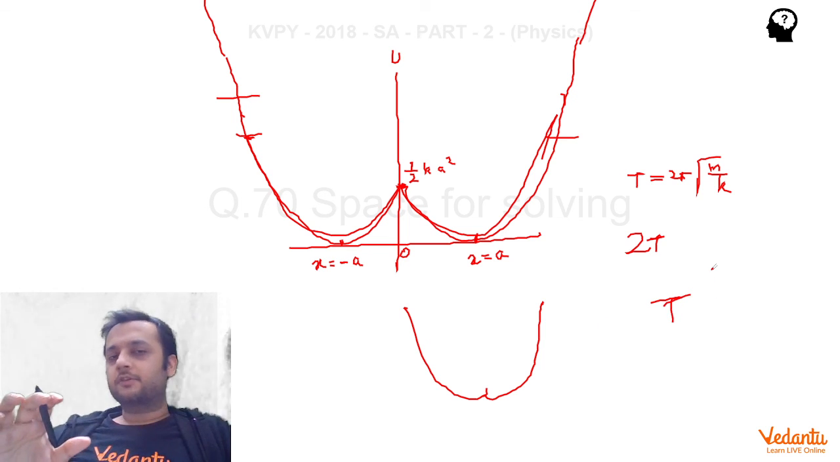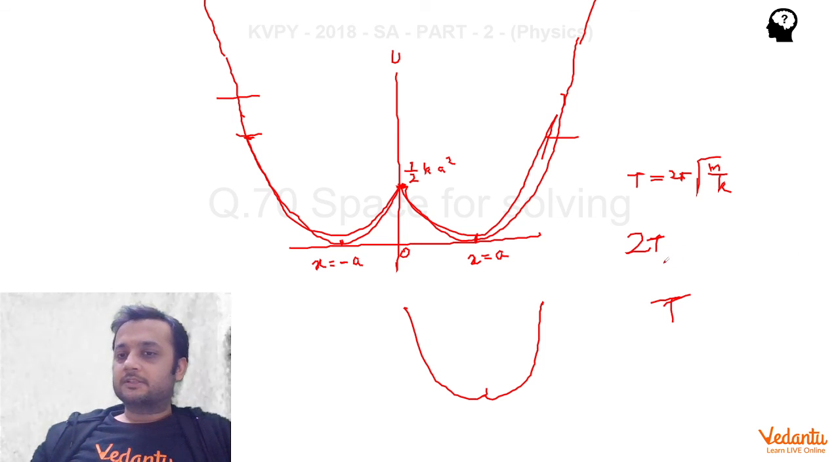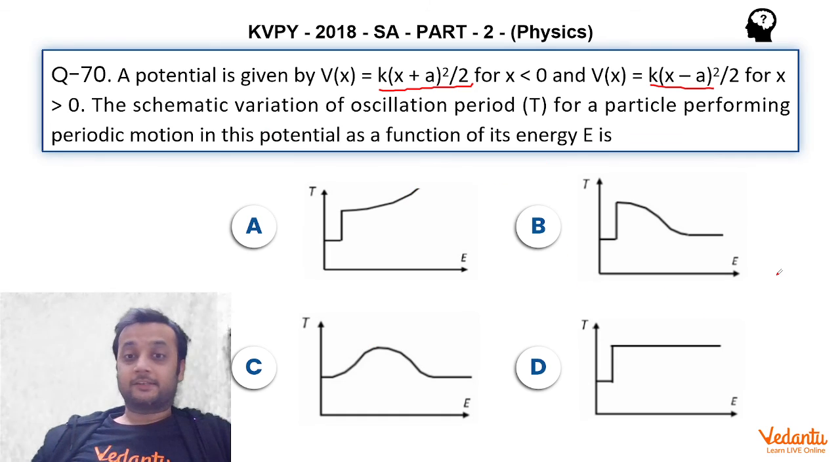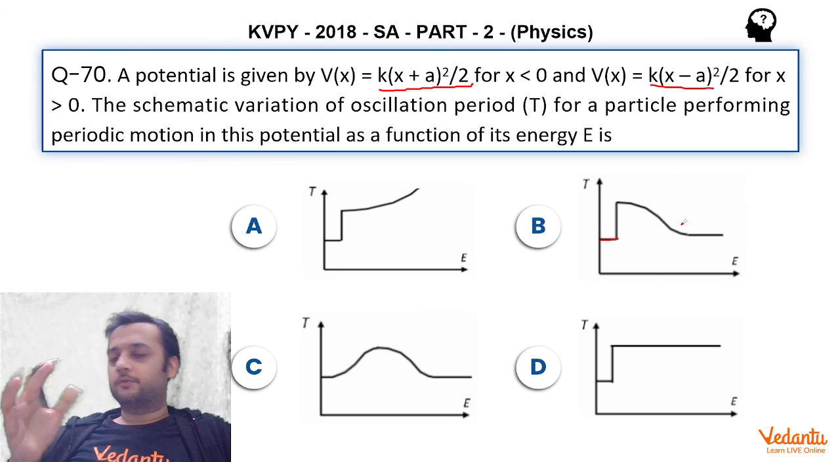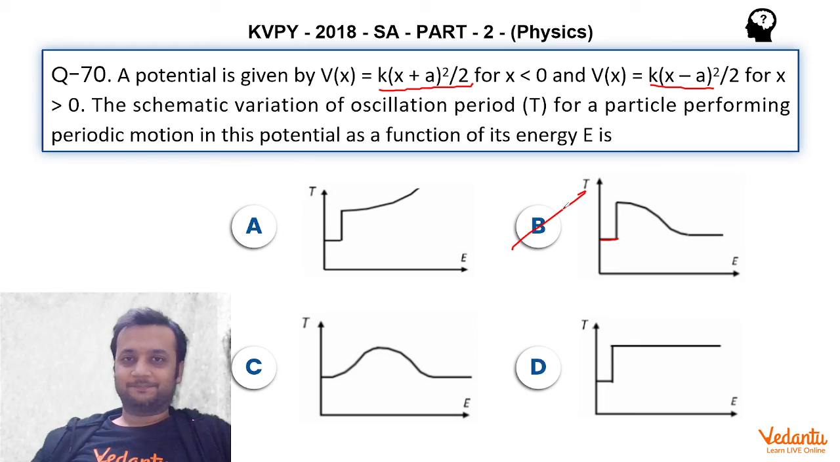So it's a very interesting question. We can say that we'll start from t, remain t for a while, then a sudden jump to 2t, and again it will gradually decrease to t. So I hope you would have understood. A very nice question. Option B is the correct answer. That's it. Thank you.